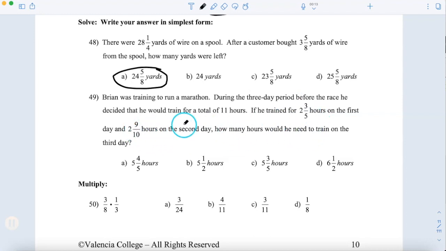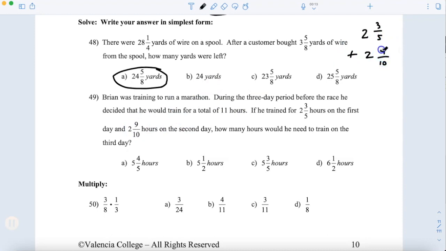Another way is adding these two fractions, adding these two mixed numbers, I apologize, and then subtracting from 11. I believe that's the easiest way. Because if not, I'm going to subtract 11 minus this mixed number, and then whatever answer minus another mixed number. Anyway, either way, you'll get the same answer. So let's add these two, and my answer is subtracted from 11. So 2 3/5 plus 2 9/10.